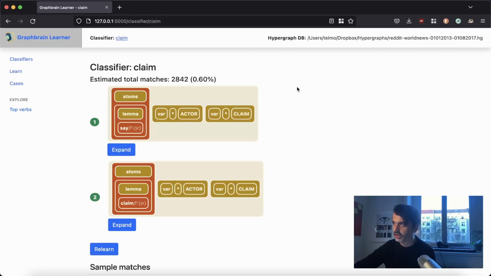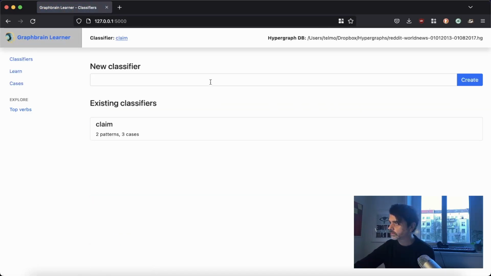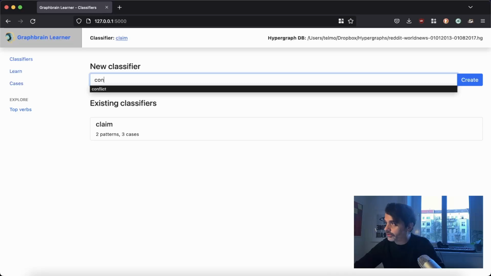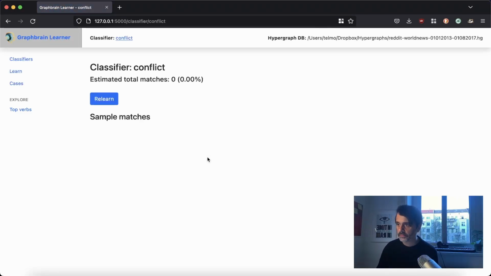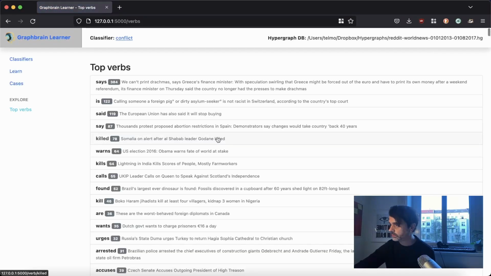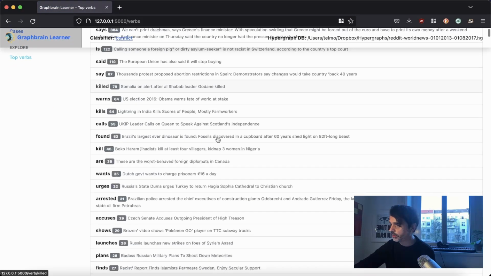Okay, so enough with the claims. I will try now to create another classifier. This time I'm going to create a classifier for conflicts. We are going to define a conflict as a structure where there is some actor that is the origin of the conflict, and there is some actor that is the target of the conflict, and we can also identify some topic for the conflict. So again, we have this empty classifier, and we're going to do the exact same thing. We're going to explore the top verbs and see what appears promising.